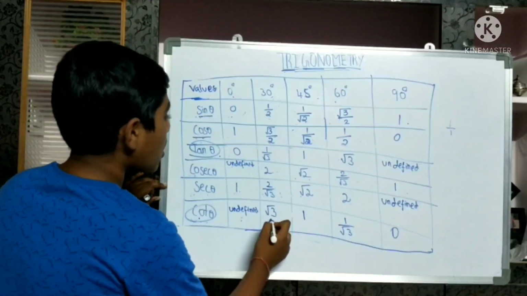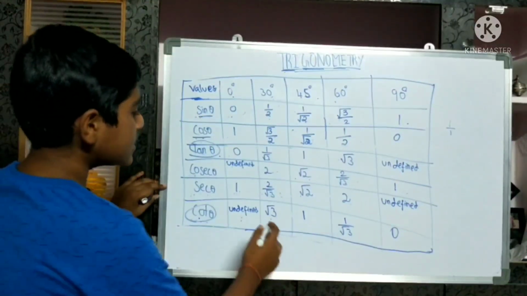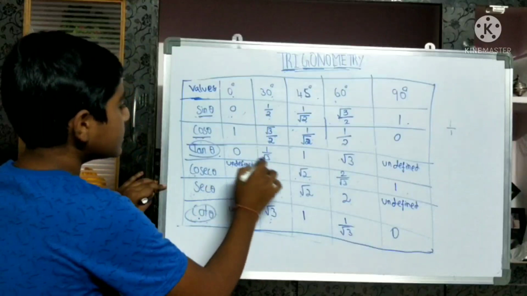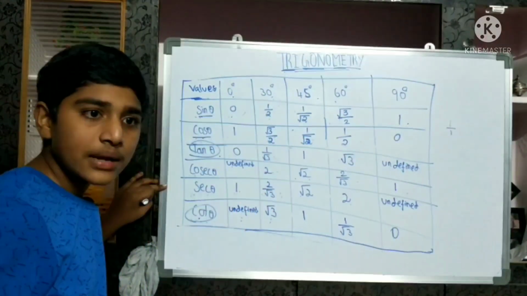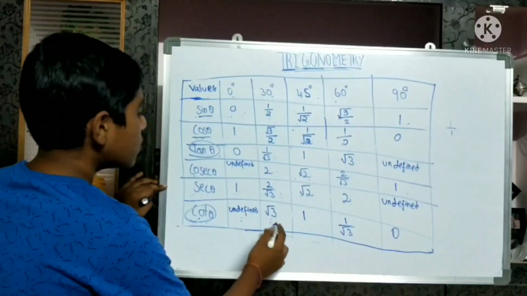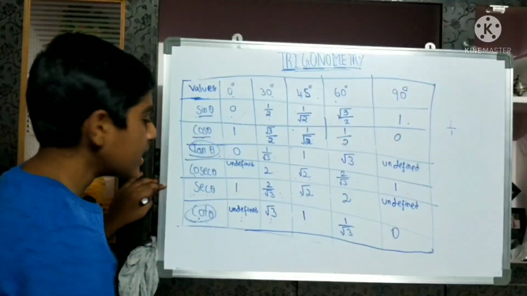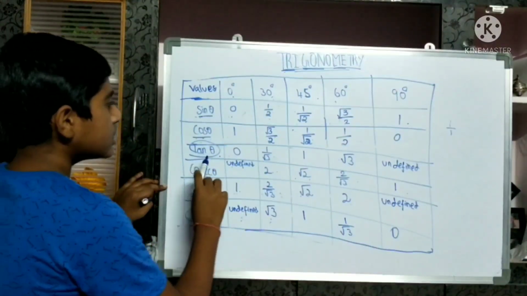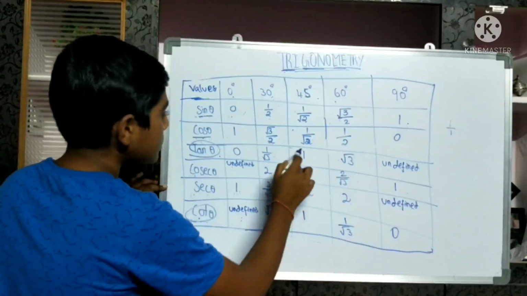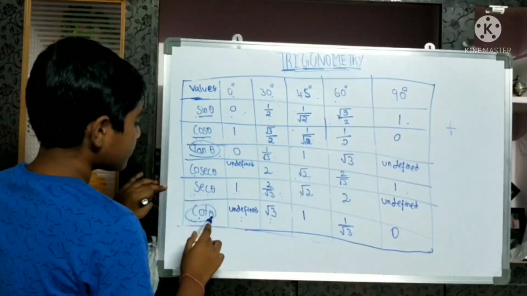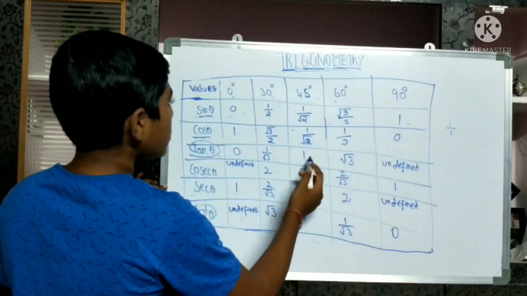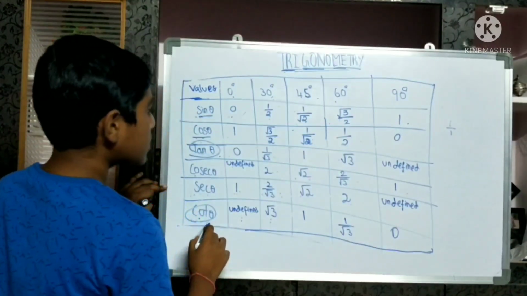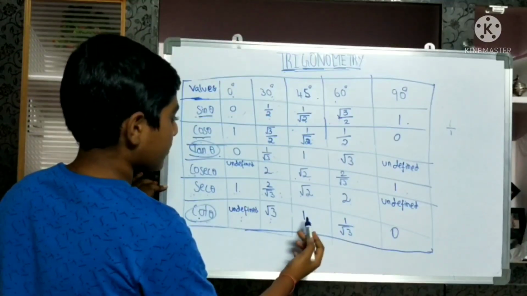And next, cot 30 degrees. What is cot 30 degrees? It is the reciprocal of tan 30 degrees. Tan 30 degrees value is 1 by root 3. So cot 30 degrees will be root 3. Obviously it will be root 3. And next, tan 45 is 1. So tan 45 will be equal to cot 45.